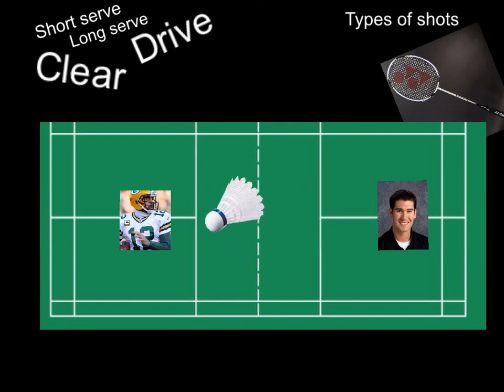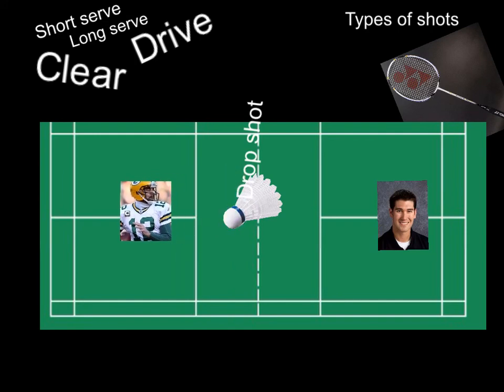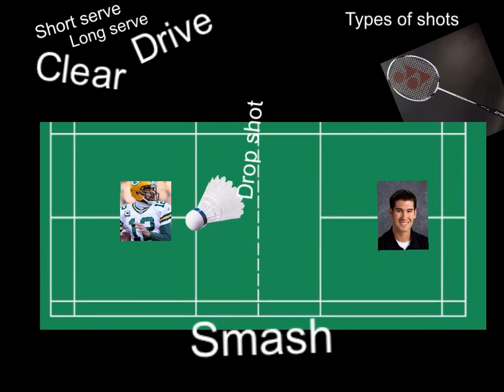A drop shot, in which Mr. Horner just drops it right over the net, making Mr. Rogers try to rush to the net to try to get it back over. That's a drop shot. And then you have the famous smash, which is a powerful downward stroke using a wrist snap to end the point, hitting the birdie in front of the opponent.